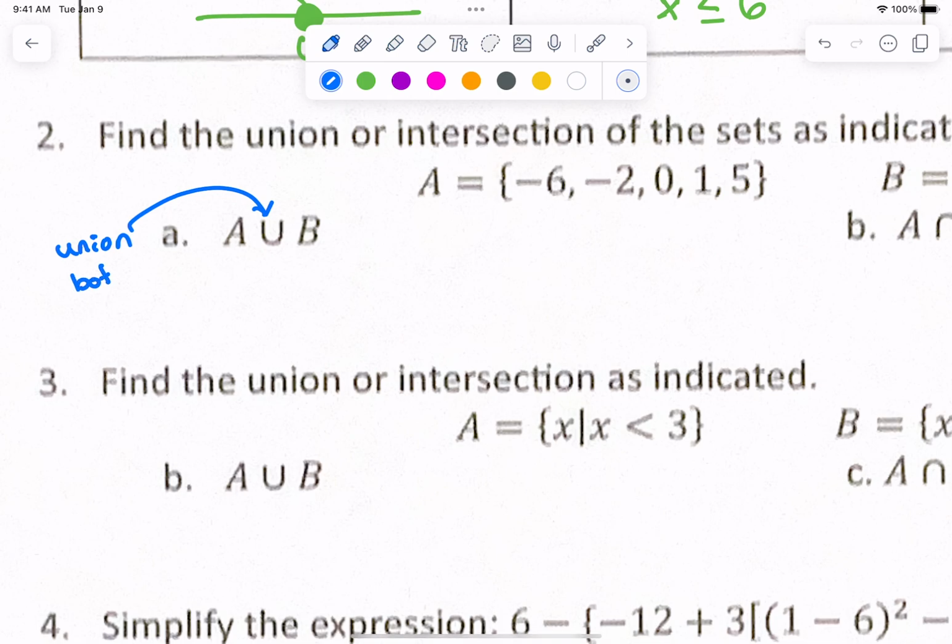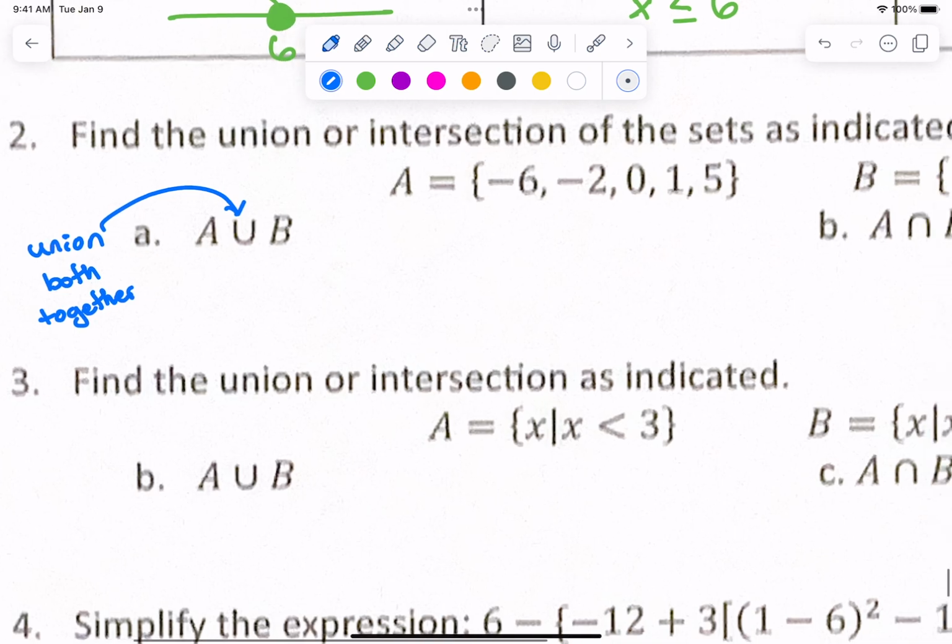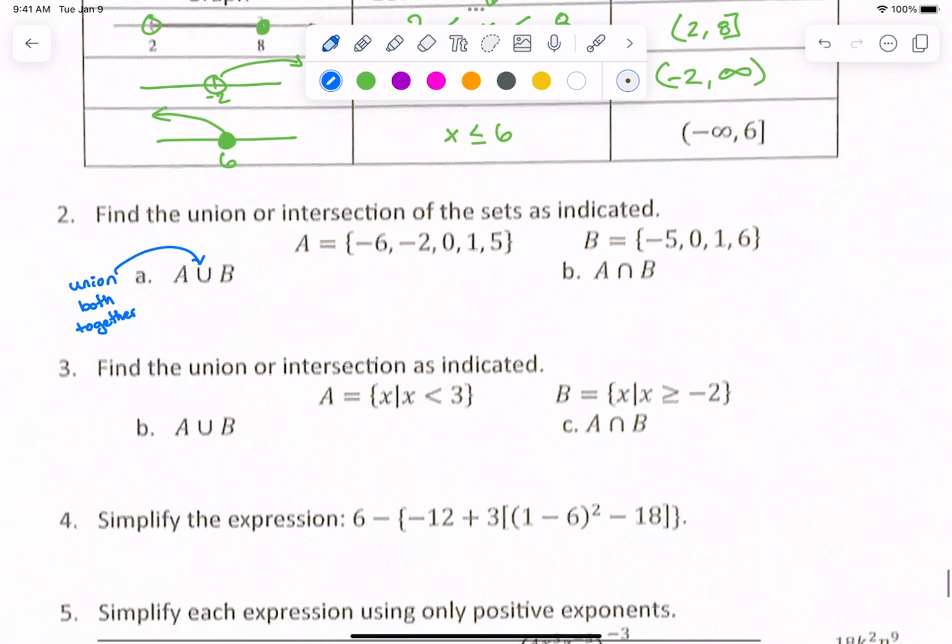Both together. Teachers, please dismiss the cross-country runners. Oh, goodbye, cross-country runners.